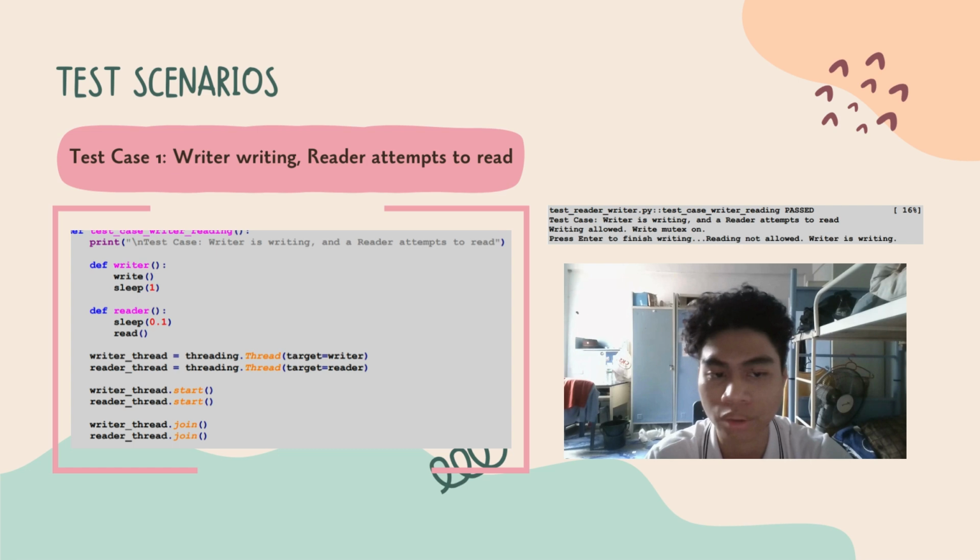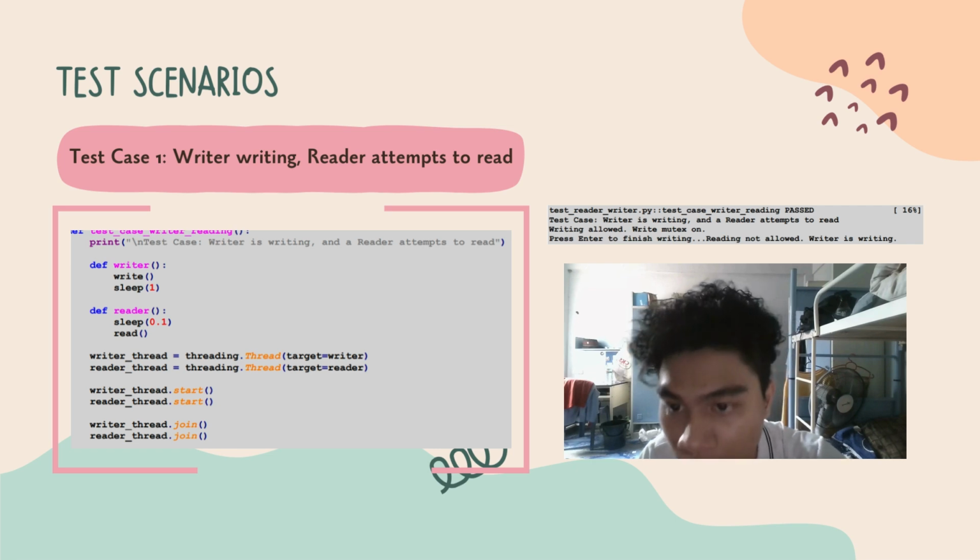And two threads are created using threading.Thread, which are the writer thread and the reader thread. So these threads are used to run the writer and reader functions simultaneously. We use the start method, and then we use join to wait until both of them complete before the function returns. Let's see the output there.